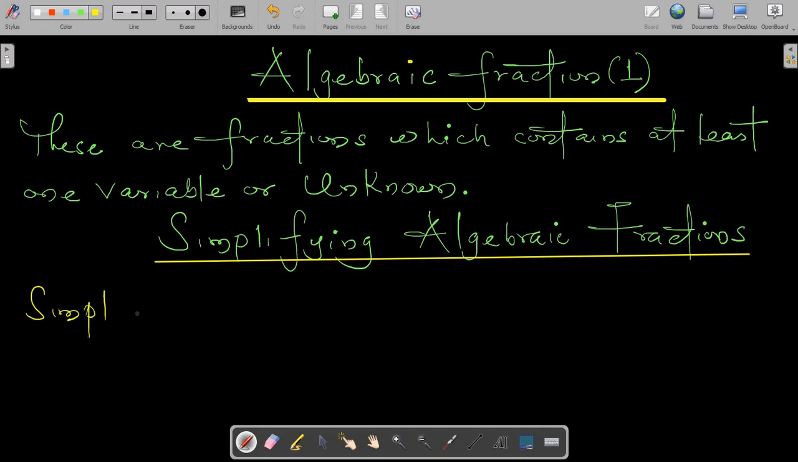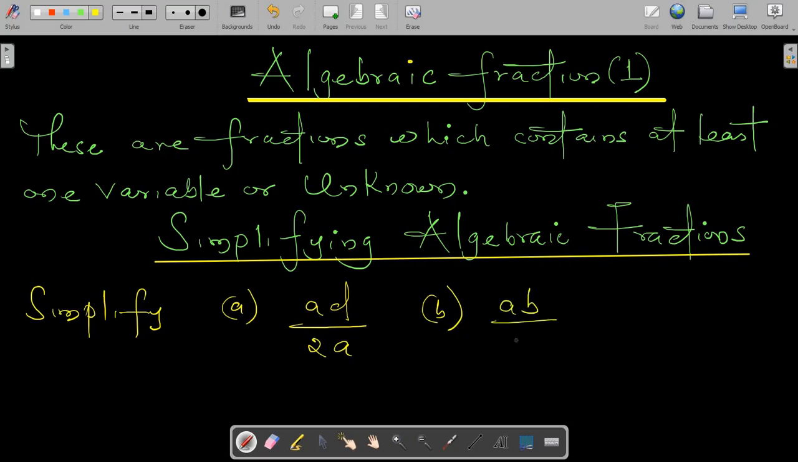So I'm going to write three questions down. Simplify: A, we have AD all over 2A. You can see they involve letters. B, if you are asked to simplify AB all over AC. Then the C part of the work, if you are asked to simplify 3A squared B all over 6AB. So this is what we are asked to simplify. Now let's move on to the solution to this question.